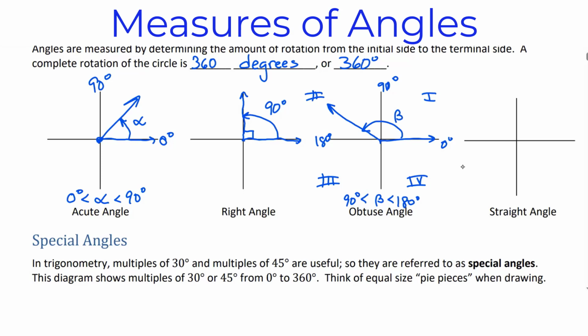And then a straight angle. What is a straight angle? 180 degrees, that's right, where the initial side and the terminal side are collinear. They form a straight line.